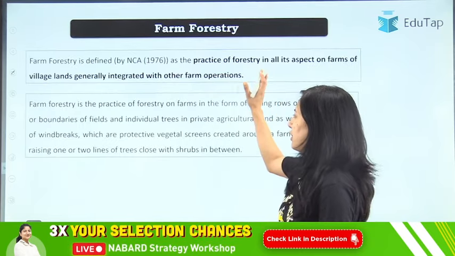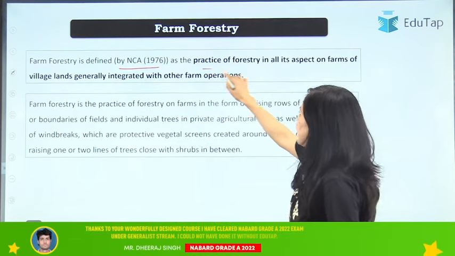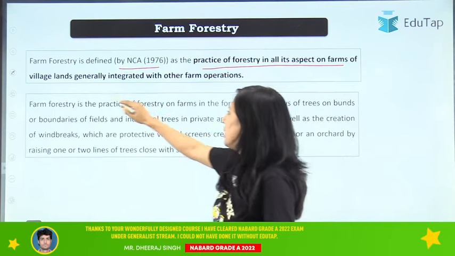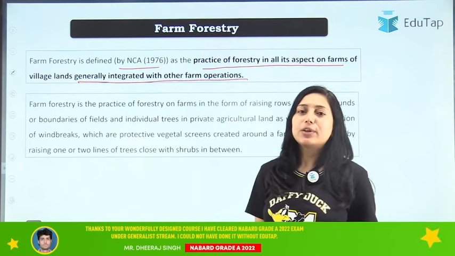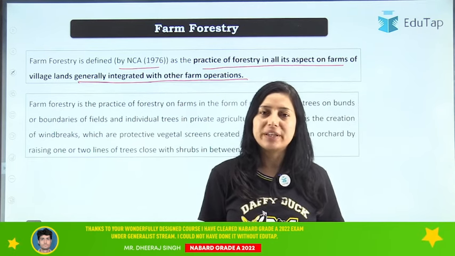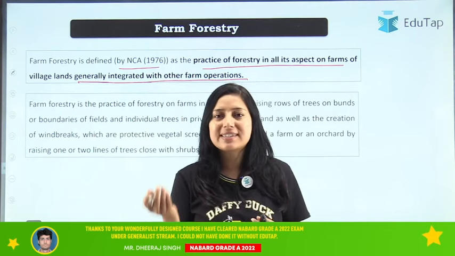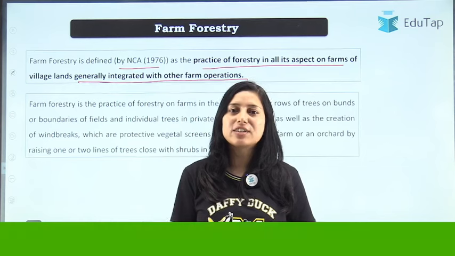First is your farm forestry. So farm forestry as defined by NCA is a practice of forestry in all aspects of farms, village land, generally integrated with other farm operations. So when we are doing forestry in integration with other agriculture operations, that is your farm forestry. As the name suggests, farm forestry. So along with the farming, when we are going for forestry, that is your farm forestry.